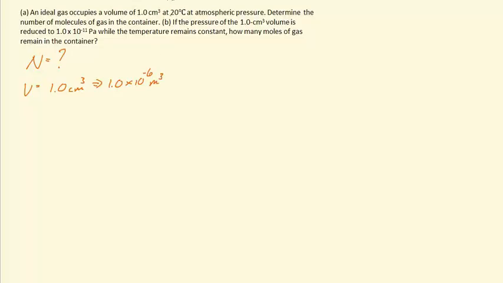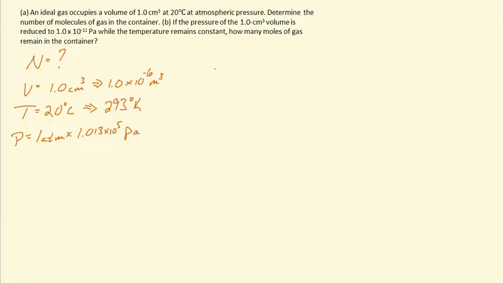And given that the temperature is 20 degrees Celsius, which we can convert into the Kelvin scale by adding 273, this will give us a temperature of 293 Kelvin. And it states that the pressure is at atmospheric pressure. So at atmospheric pressure, 1 atm times 1.013 times 10 to the 5th will give us our pressure in pascals.